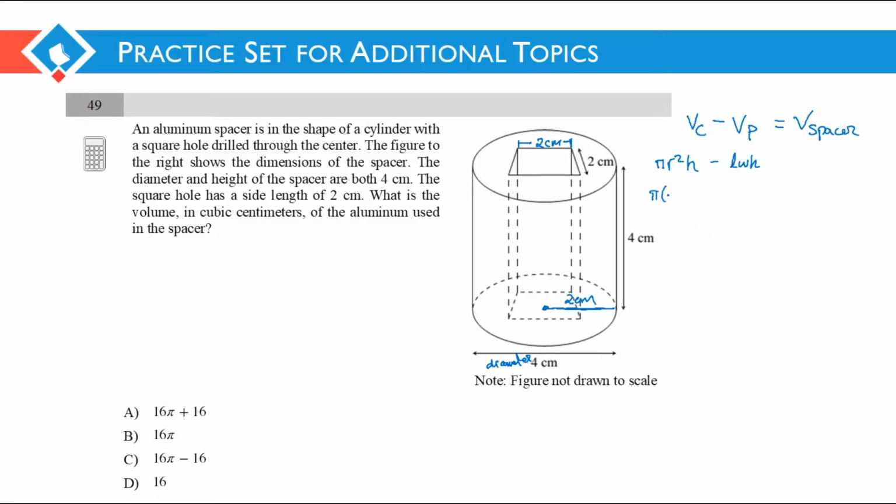So pi times radius, which is 2, squared, times height, which is equal to 4, minus the volume of the hole, the square hole. The length and width are 2 each, so it's going to be 2 times 2, and the height is going to be 4 because the height is going to be the same as the height of the entire spacer. So now all we need to do is multiply and simplify. So in this case, I will get pi times 4 minus 2 times 2 is 4 times 4, like that. And this is going to give me 16 pi minus 16.